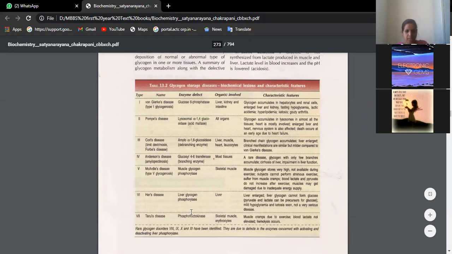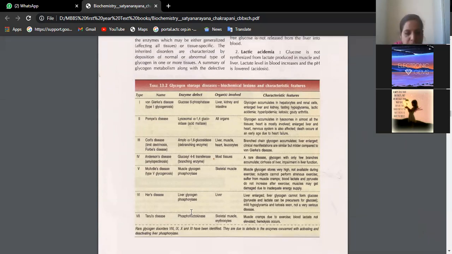So around 7 examples are given. To write 7 will be a little difficult, but if you can manage, it's fine. Write the names and try to elaborate at least 4 to 5. Okay?